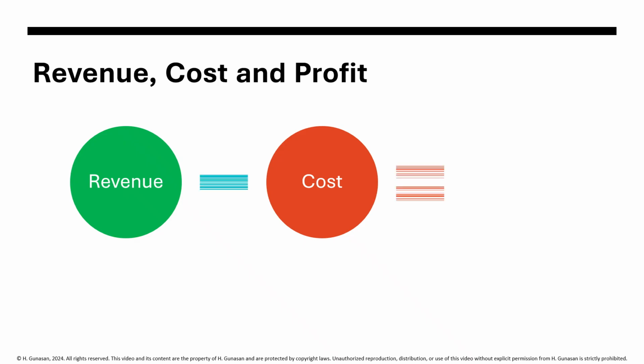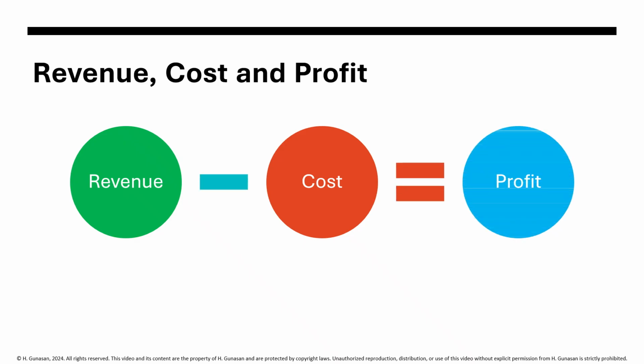Finally, we have profit. This is what's left after you subtract your costs from your revenue. In this example, if your revenue is $100 and your costs are $40, your profit is $60. The formula is simple to remember. Profit equals revenue minus cost. Profit is what every business ultimately strives for. It's the money that stays in the business, the reward for all the work, effort, and investment.